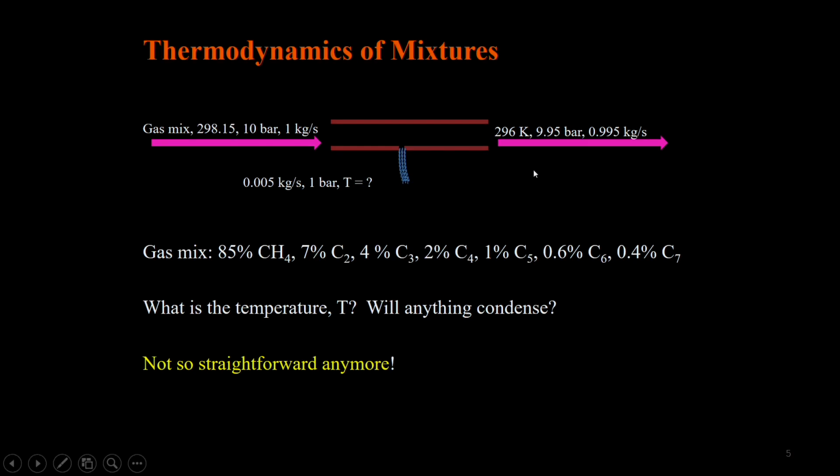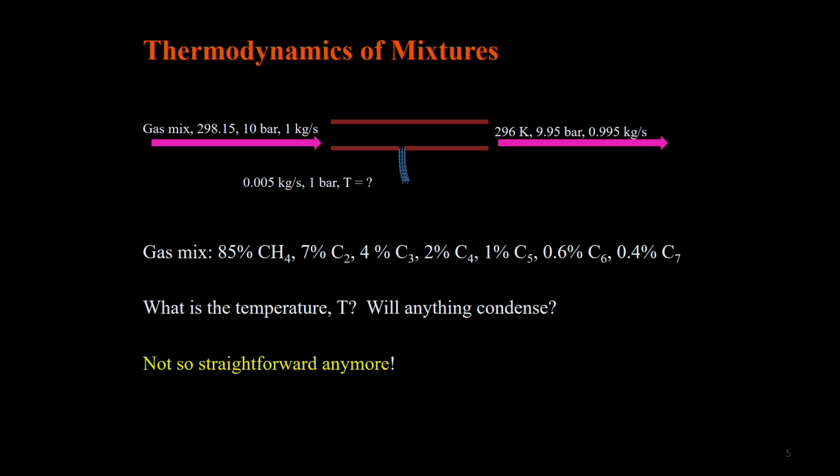Now, this is for pure species. What happens if I have a mixture of species? Let's say I don't have steam anymore, but what is carried in this pipeline is a natural gas stream with a lot of methane, 85% methane, and trace amounts of other chemical species such as ethane, propane, etc., all the way to C7. Now, if one were to ask what would be the temperature of the gas that is leaking, or if there is anything that's going to condense, then the answer is not going to be as straightforward, because now I have a mixture of chemical species. I won't be able to answer that question in a straightforward manner.